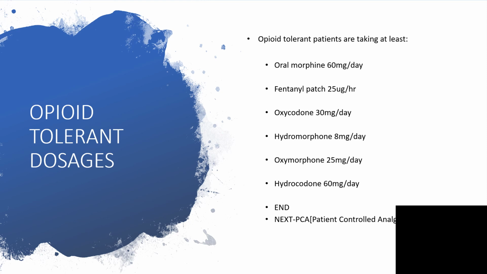Oxycodone, 30 milligrams per day. Hydromorphone, 8 milligrams per day. That is the least they could take before it could have effect on them. Oxymorphone, 25 milligrams per day. Hydrocodone, 60 milligrams per day. I'm not saying per dose. Again, I've repeated that now, so that you don't overdose anybody, please. It's per day, so you can divide it depending on the protocol at your center, or you discuss with your pharmacist as well, so that you'll be properly guided.